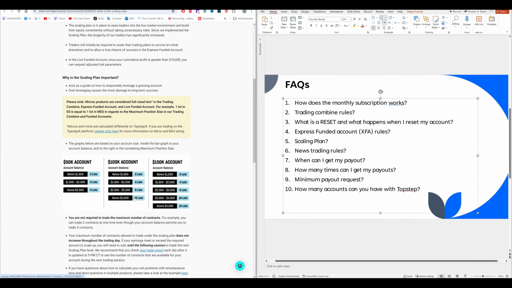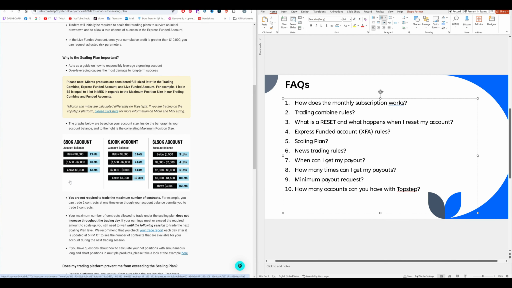The scaling plan is pretty simple. They're just restricting you on how much money you currently have in the account to make sure you're not over-leveraging. So for example, on a 50k account, if your account balance is below $1,500, you're only allowed to use 2 lots, and when you go above $2,000 you can use 5 lots, and you can read the rest on your own. You can pause the video, take a screenshot, whatever you want. So that is what the scaling plan is.